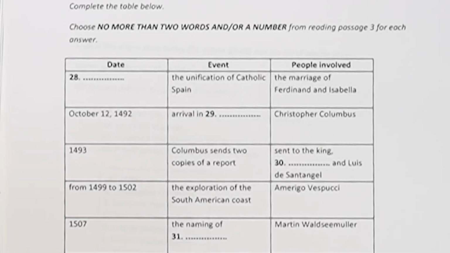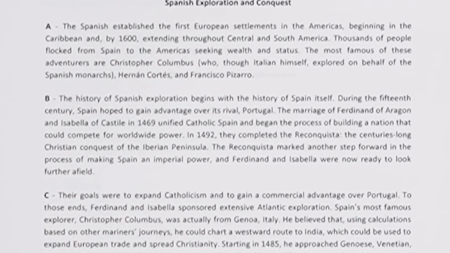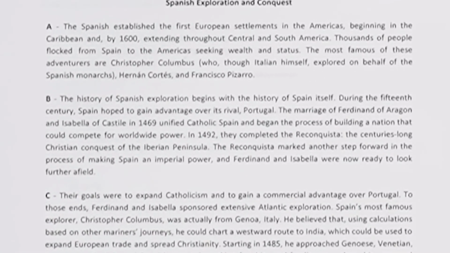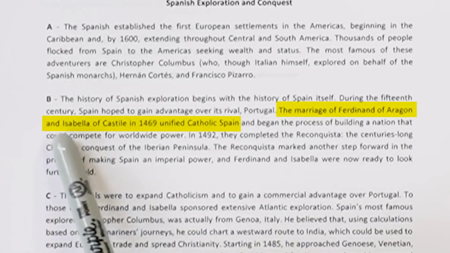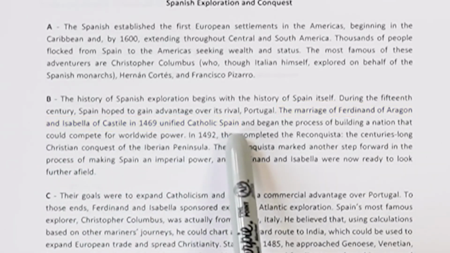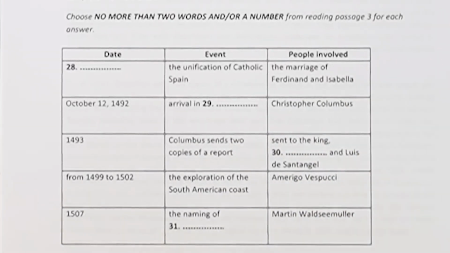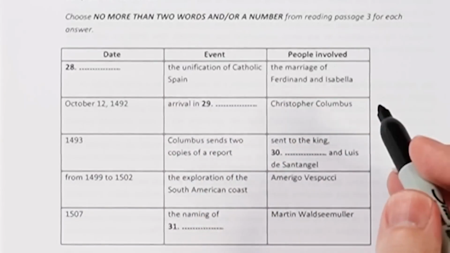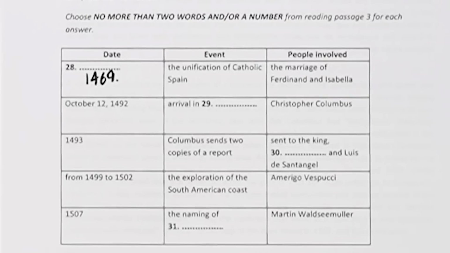So what we need to do is just quickly go and look at the text to find the correct area. So we're scanning for location, not to find the correct answer, but to find the correct area. Okay, so here, the marriage of Ferdinand of Aragon and Isabella of Castile in 1469 unified Catholic Spain. Isabella, Ferdinand, Catholic Spain, 1469. So no more than 2 words and or a number. So 1469, put that in there.